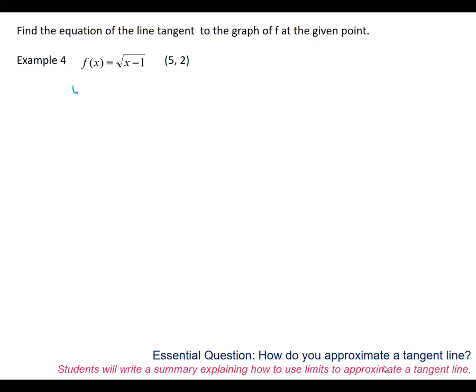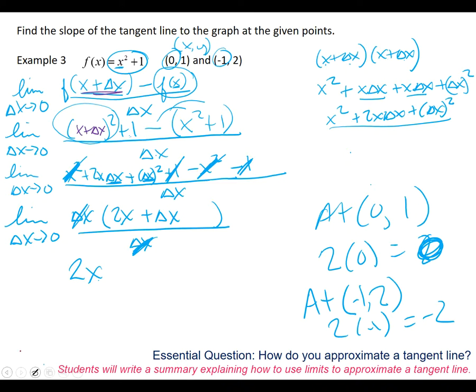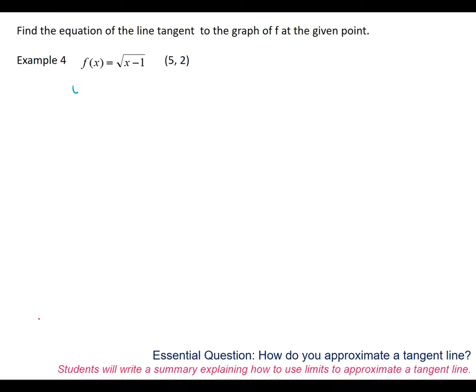We're going to find the equation of the tangent line to the graph of f at the given point. We're going to use our new little formula that we've got. So it's just more of the same kind of practice. But notice the instructions changed on us a little bit, right? Here we were only finding the slope. On this one, we are finding the equation.